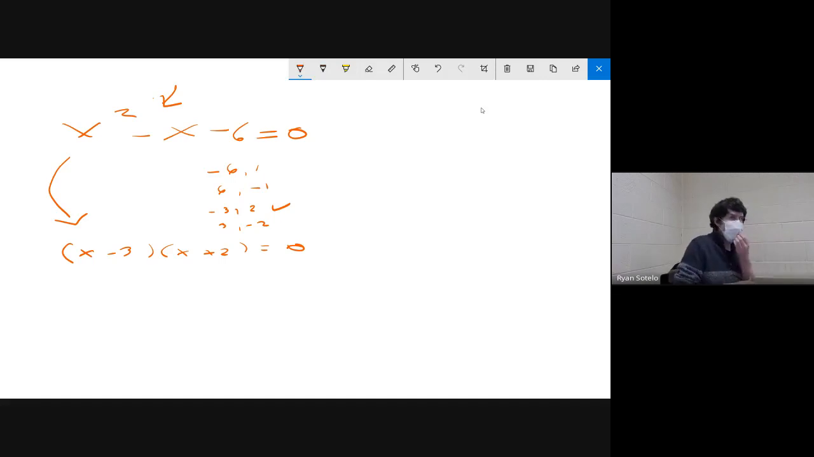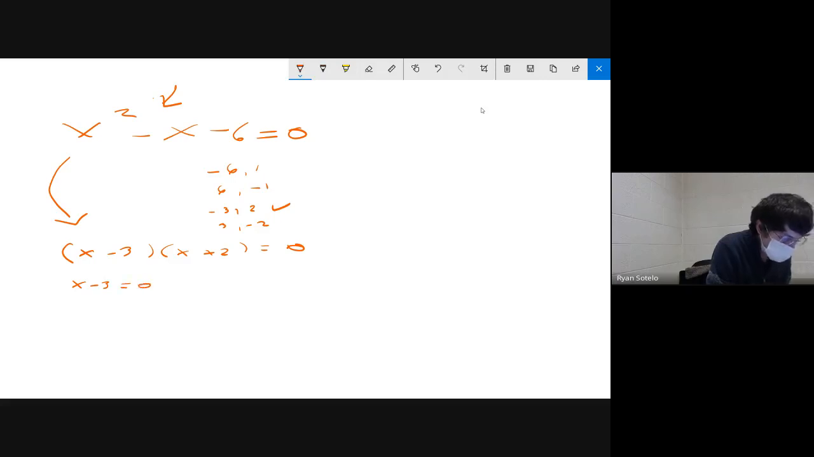So I've factored the left-hand side. What that means is I've turned it into a product. It's no longer multiple terms. It's one term with two things multiplied. So if I have something times something equals 0, well, anything times 0 is 0. So the solution to this is when either one of those is 0. So my solutions will be when x minus 3 is 0. That's one of them, because if that was 0, the whole thing would be 0.